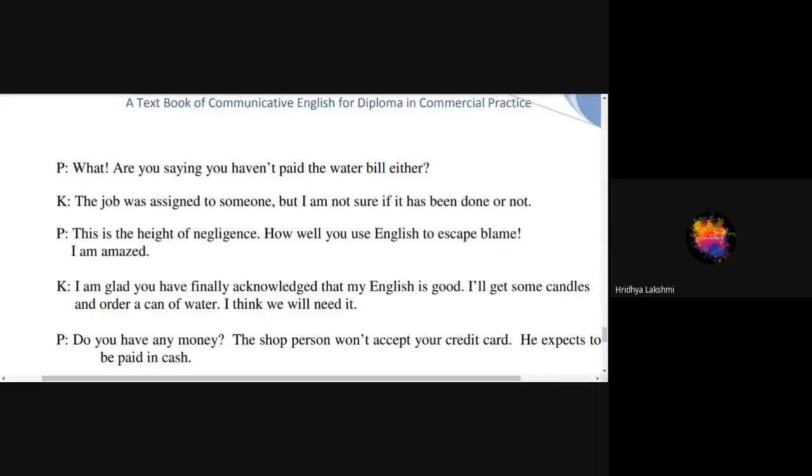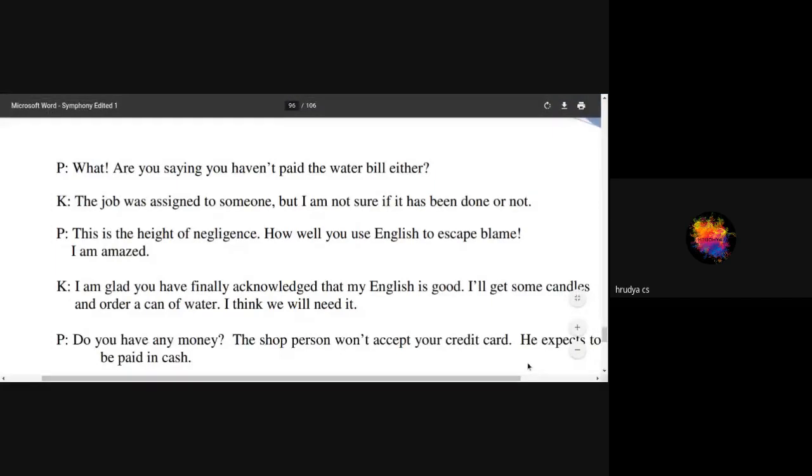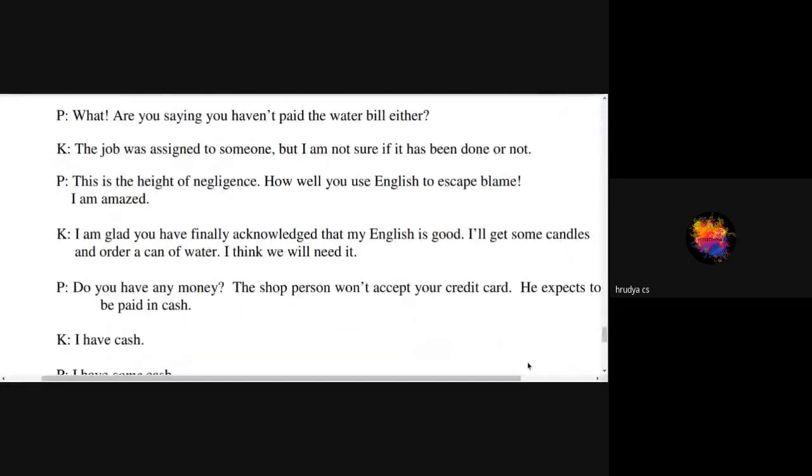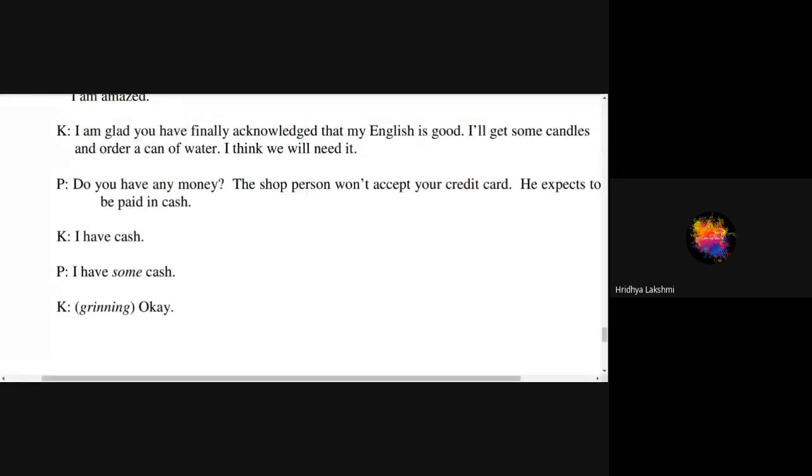Kannan: The job was assigned to someone, but I am not sure if it has been done or not. Priya: This is the height of negligence. How will you use English to escape blame? I am amazed. Kannan: I am glad you have finally acknowledged that my English is good. I will get some candles and order a can of water. I think we will need it. Priya: Do you have any money? The shop person won't accept your credit card. He expects to be paid in cash. Kannan: I have cash. I have some cash. Okay. Thank you.